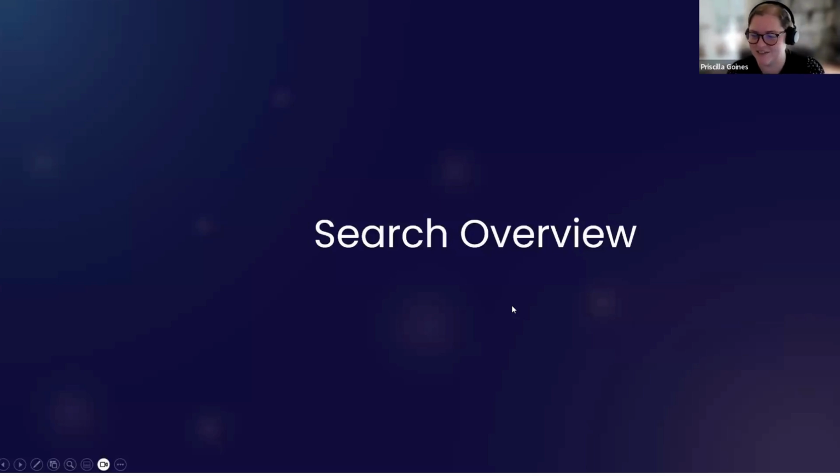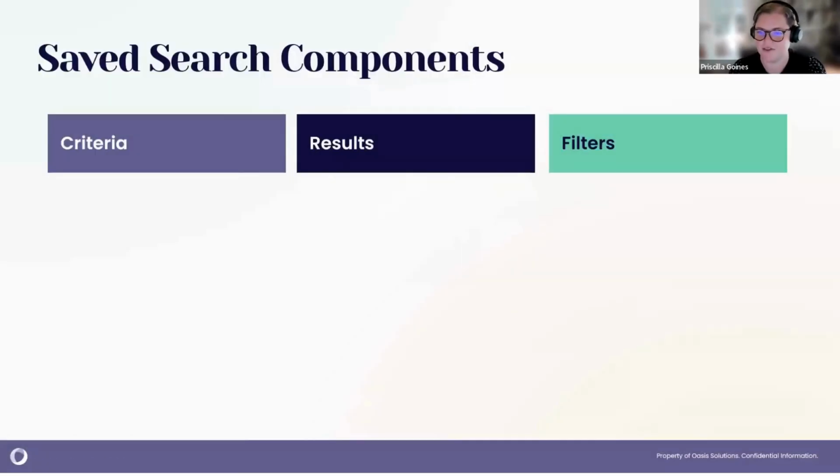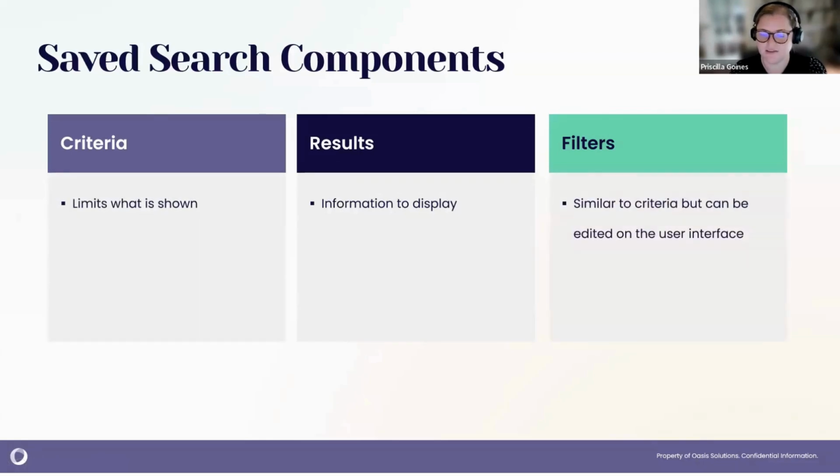All right, so to get started today, we're going to do an overview of saved searches. So saved searches can be split into various components. The main two are the criteria and the results. And additionally, you can have filters. So the criteria is limiting what is shown. So for example, if you have 1,000 customers in your system, but you only want to see the customers that were created within the last year, that would be a criteria. So you could limit those results.